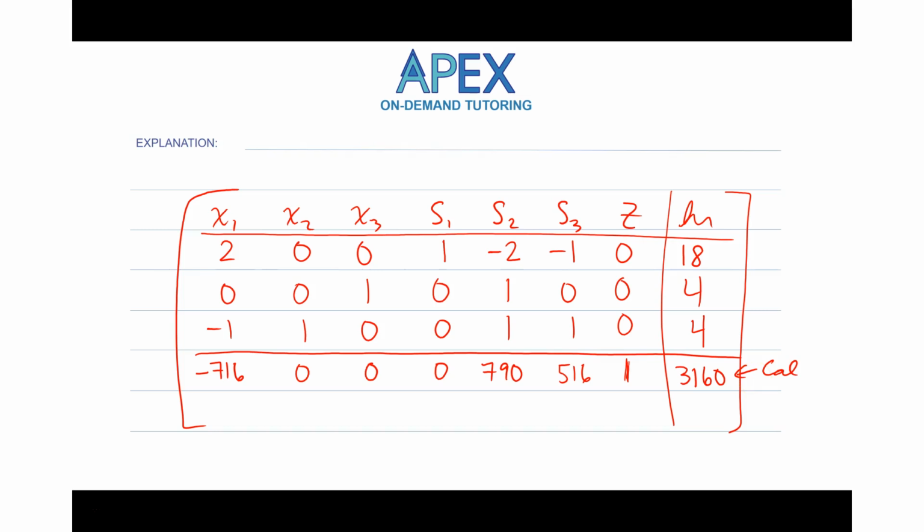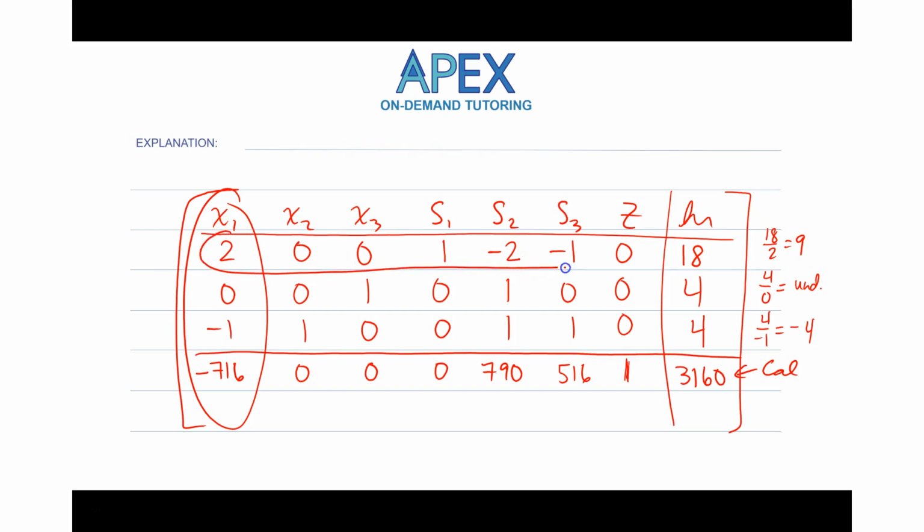Okay, so now we just have one more step, and that is to get rid of this -716. So we do the same thing. We have 18 over 2 is 9. We have 4 over 0 is bad, because that's undefined. And we have 4 over -1 is -4. And because that's a negative number, we don't even think about it. This will be our pivot row.